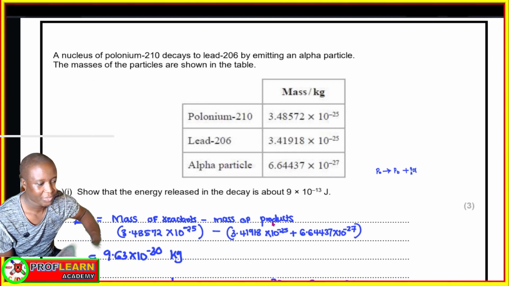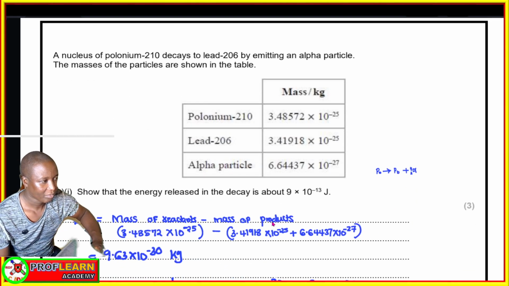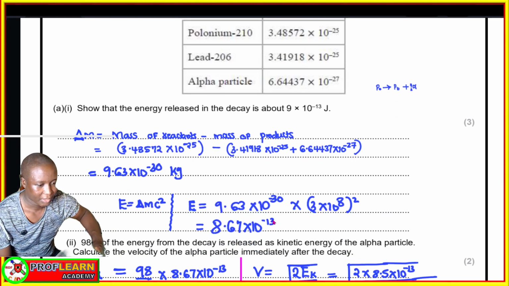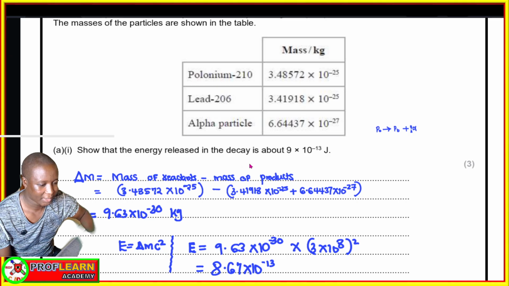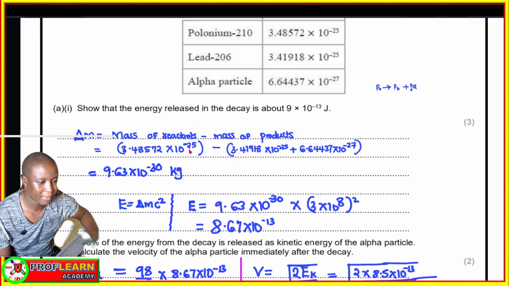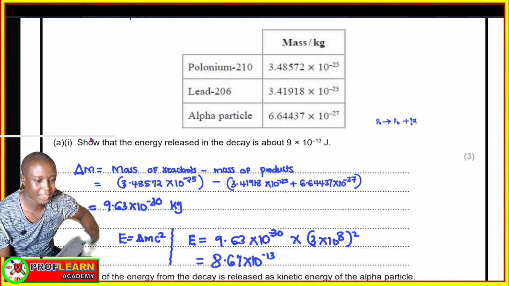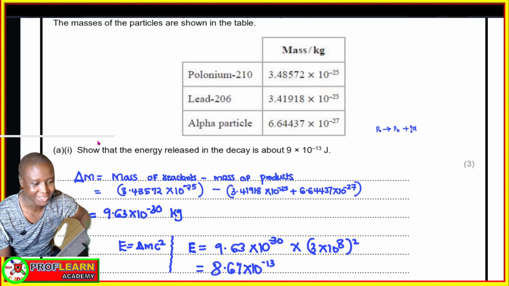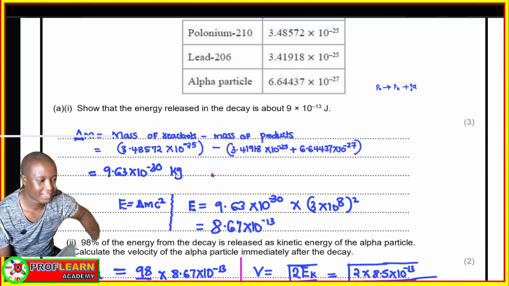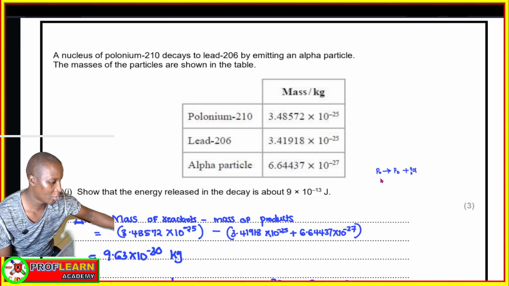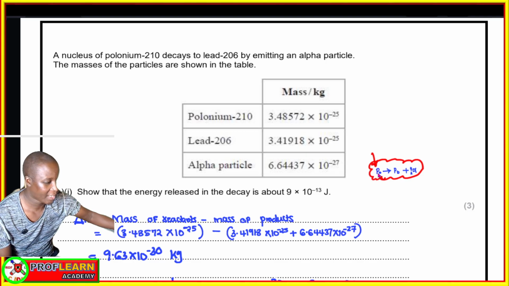We move to this particular question, whereby we are to show the energy released. Something that you need to remember here is that the change in mass, or mass defect, mass lost, is equal to the mass of the reactants minus the mass of the products. And that is exactly what I did, because the reaction was between polonium, which led to lead plus alpha. So this is the reactant, and then this is the product.